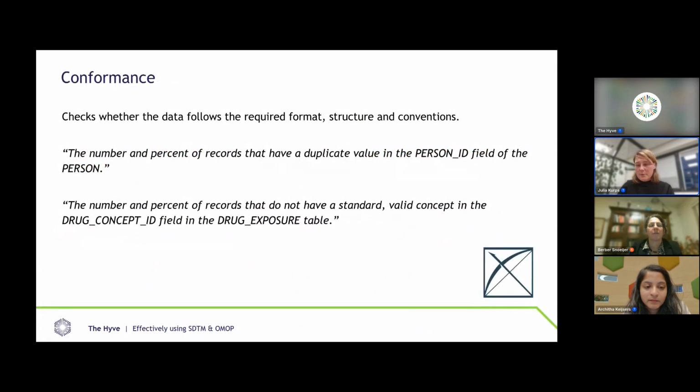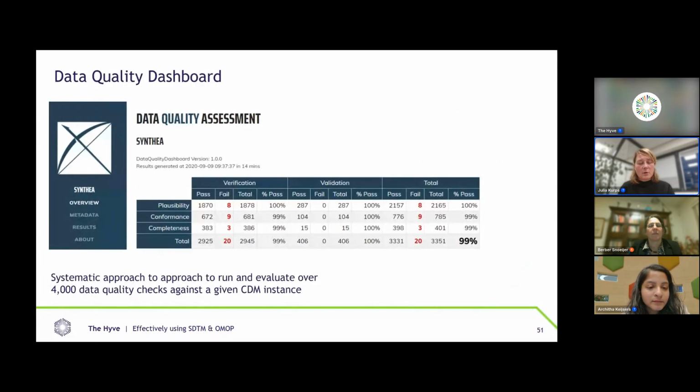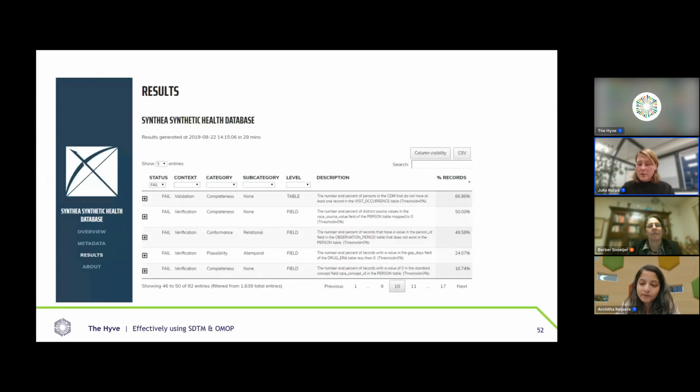These are some examples that I won't go into now, because we also want to have some time for questions, but we will share the slides so you can have a look at those examples. And for the Data Quality Dashboard, you also have a nice R Shiny application where you can see all the passes and the fails for those different categories, so the verification and the validation, together with the plausibility, conformance, and completeness. You also get quite a nice report where you can see what actually failed, so that you can discuss that with the data partners.